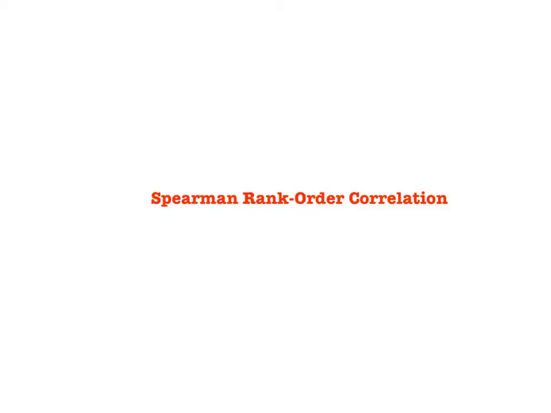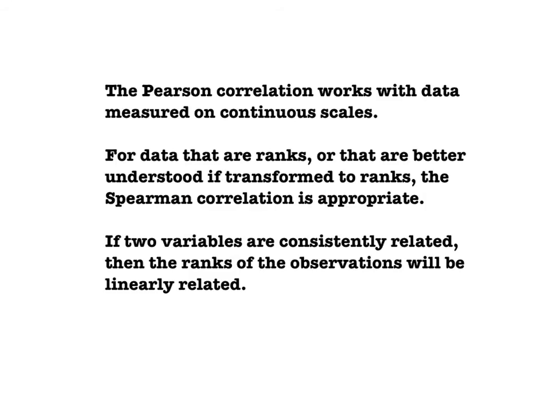In this video, we will go through the procedures for doing a Spearman rank order correlation. Remember that the Pearson correlation works with data that are measured on continuous scales. But sometimes data are not measured on a continuous scale. They may be in the form of rank orders, or there may be circumstances where data that are measured on a continuous scale are better understood if they're transformed into a rank order. If that's the case, then the Spearman correlation coefficient can be applied and is more appropriate.